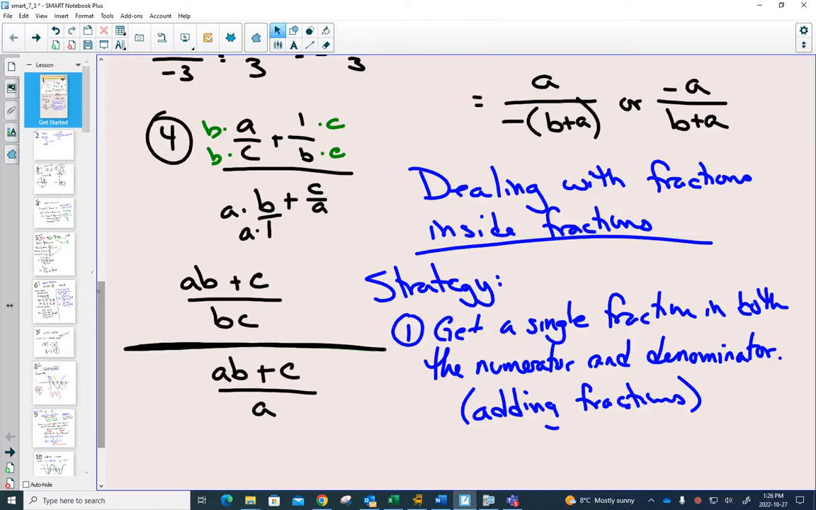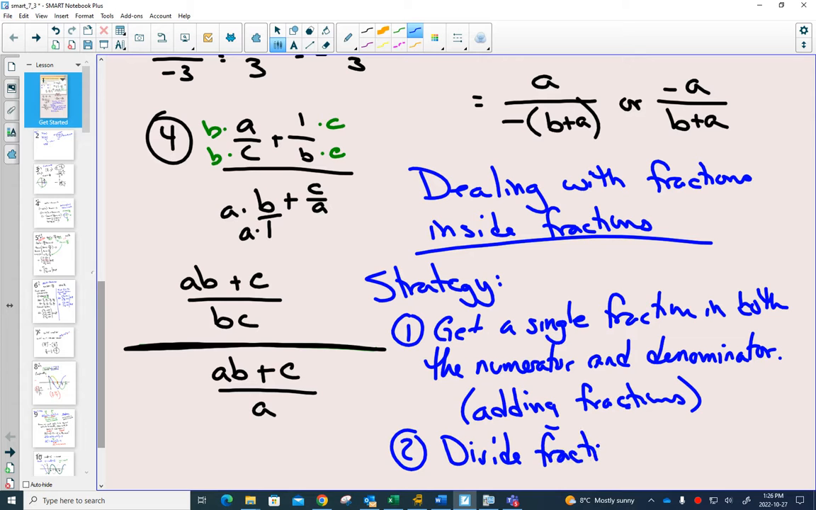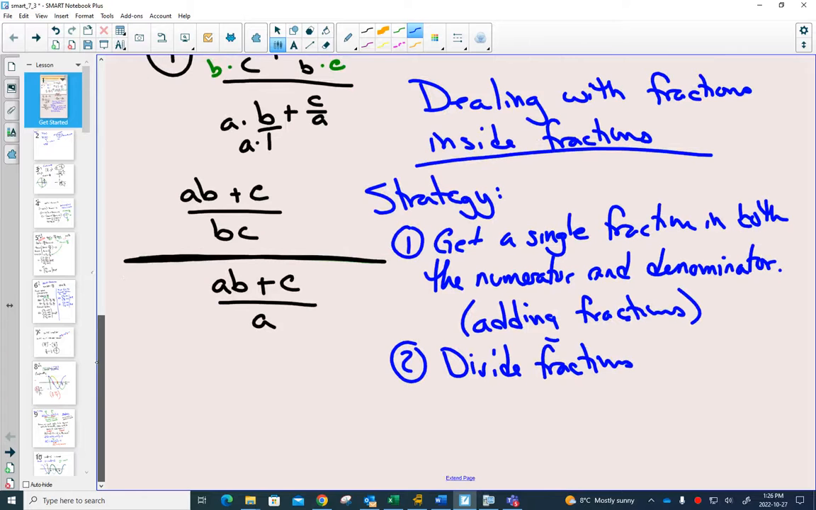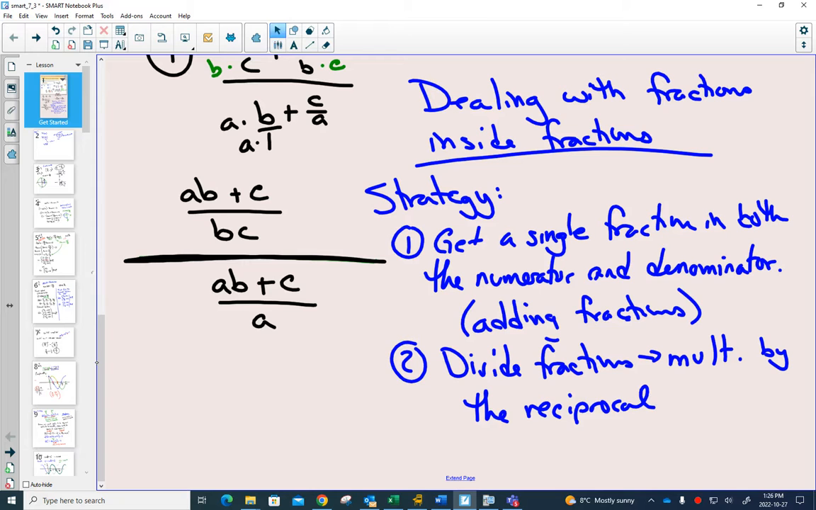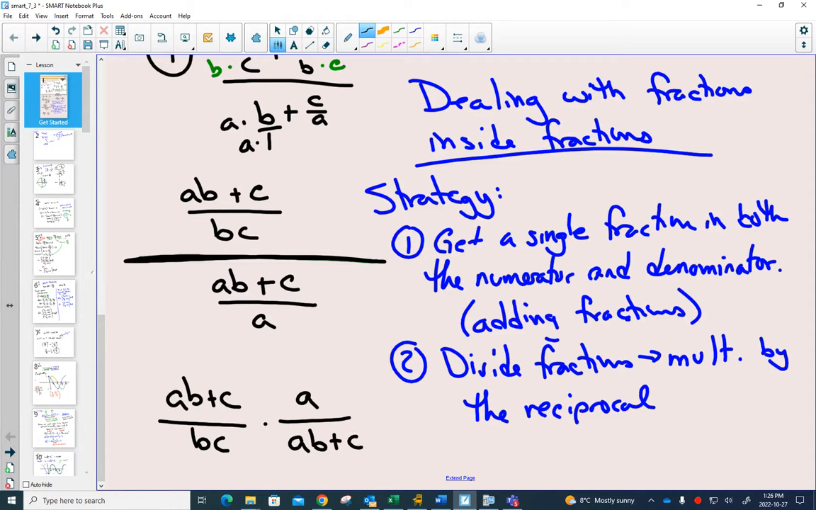Because then, step two, you can just divide fractions. As soon as you've got a single fraction divided by another single fraction, your rule for dividing fractions, which is to multiply by the reciprocal, I can now rewrite my top fraction as AB plus C over BC, times, flip the other one, A over AB plus C.